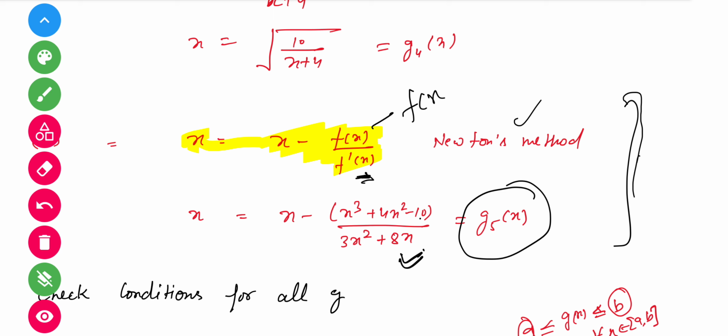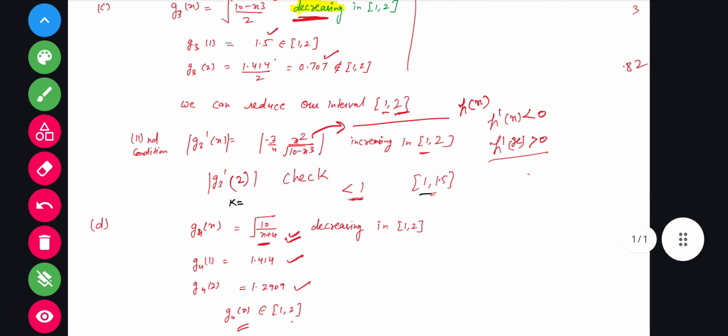That is x(n+1) equal to x(n) minus f of x(n) divided by f dash of x(n). On the right side it is xn, and on the left side it is x(n+1). But we write it here as x equal to x minus f of x divided by f dash of x, and then the right side would be the g of x. So we can directly use this to find the root, that is, to find the fixed point.